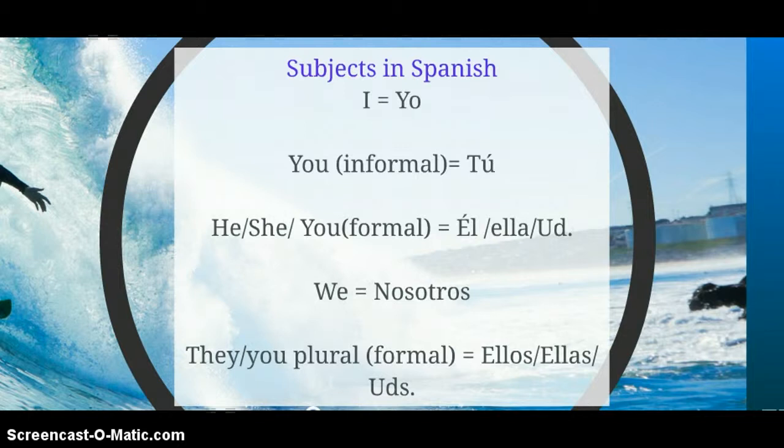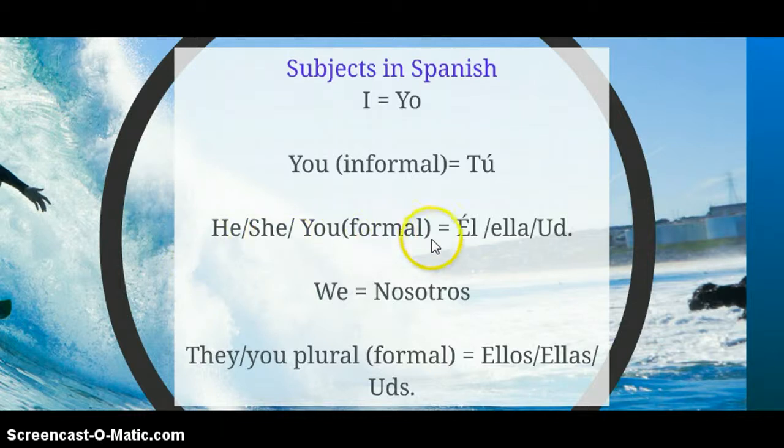Alright. So we need to talk about subjects in Spanish before we can conjugate. The I form in Spanish is yo. The tú form in Spanish is tú. Okay, that is the informal you that you would use when you talk to your friends, when you are hanging out with buddies, just very informal conversation.